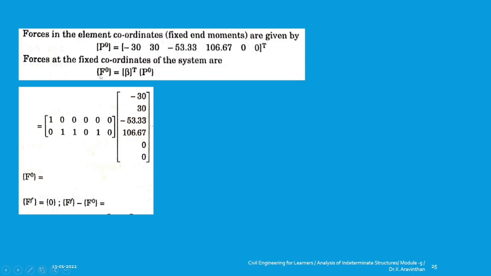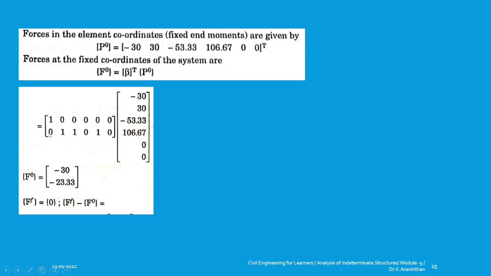And if you find F naught equal to B transpose P naught, so beta transpose, you know that these are the values. Now you have changed the column into rows, and P naught you have found out: minus 30, plus 30, minus 53 and 106. So these are your answers. Now you have to multiply the first row into the column. So you will be getting 1 into minus 30 as minus 30, the rest of the components are 0, hence you will not have any other answer, and you got minus 30 here.